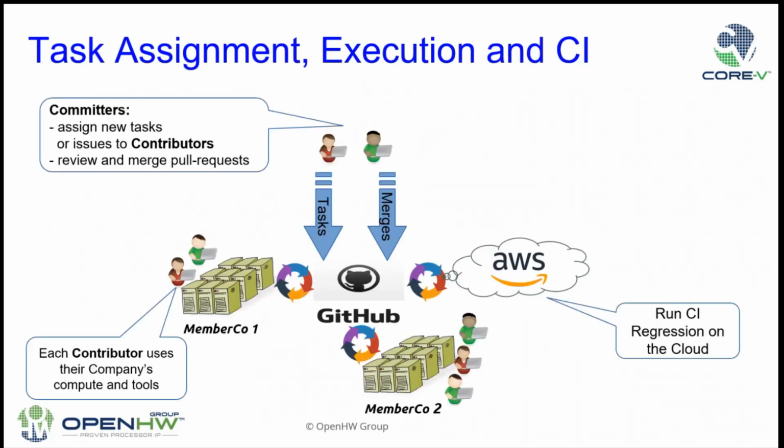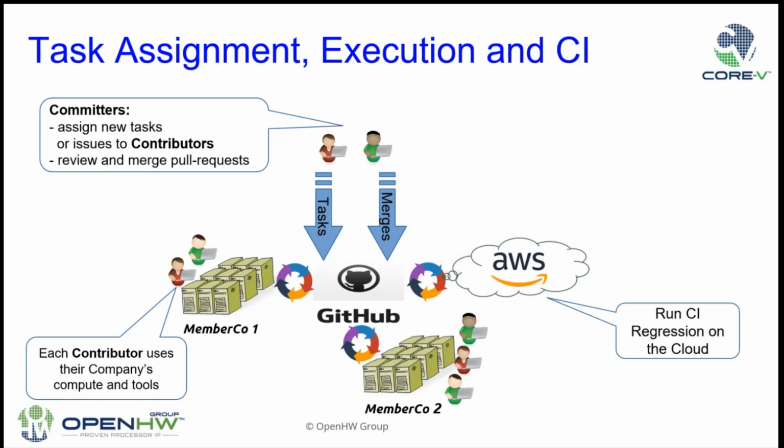So how does this work? I get this a lot. How does it work? Because the Open Hardware Group does not have an army of verification engineers. The army of verification engineers comes from our members. So how do we work together? How does that actually work?